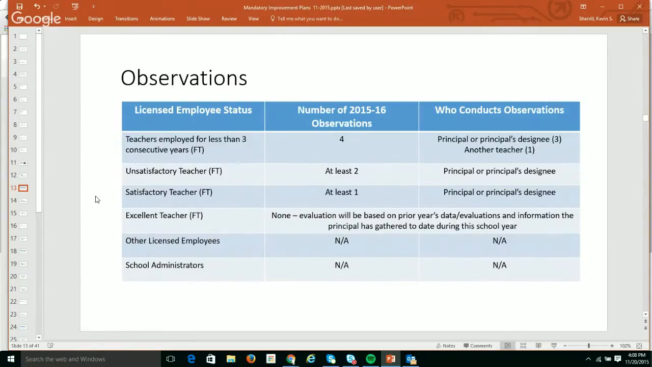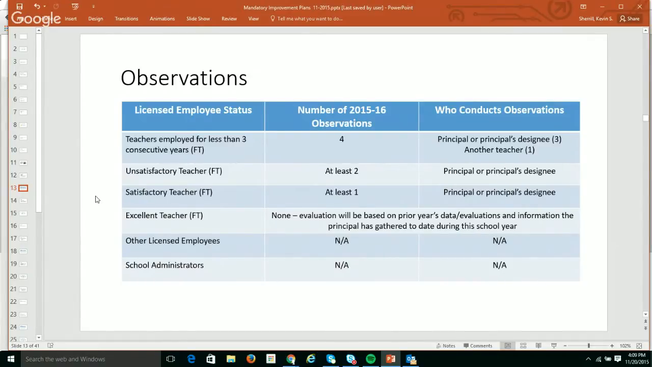So what you will want to do is look at your licensed staff and categorize them. Who do you already know is an excellent teacher? Who do you feel already is an unsatisfactory teacher? And then who's there in the middle? You're not quite ready to classify them as excellent. You don't think they're unsatisfactory necessarily. They fall in that satisfactory category. And based on where you classify the teacher, unless they have less than 3 consecutive years of experience, it's going to depend on how many observations you do.